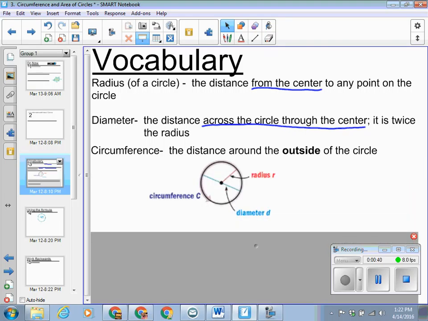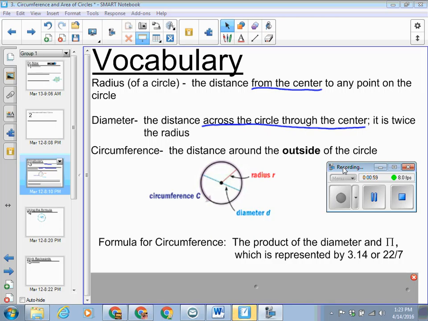I want to go back real fast to diameter, about the distance being across the center. Across the circle through the center. So we're clear, right? That is not the diameter. It's going not through the center. So as the drawing indicates, it must go through the center.